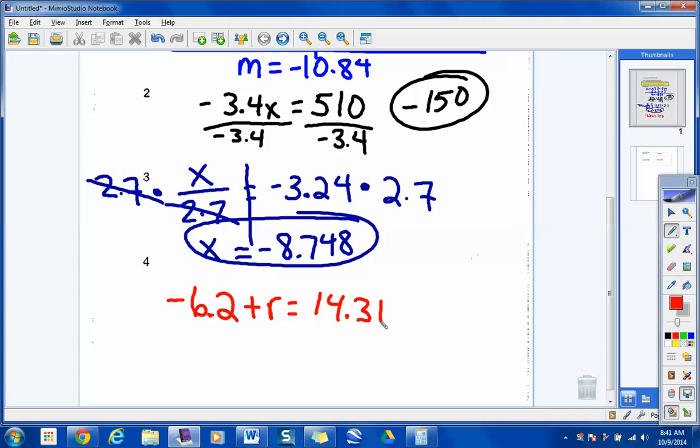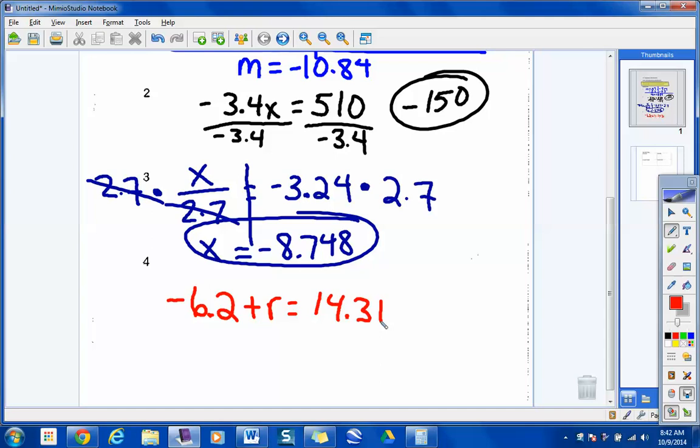Well, that's just the rules of math. What kind of 6.2 is it? Negative. So that's like minus 6.2. So instead of subtracting, you're going to want to do what to both sides, Taryn? Yeah, there you go. So add 6.2.